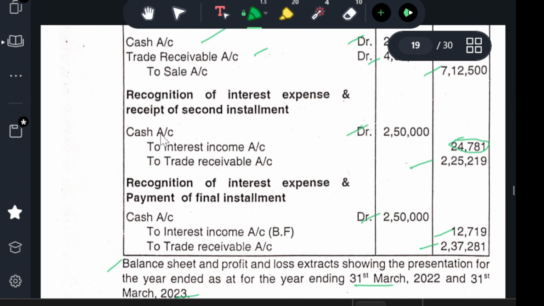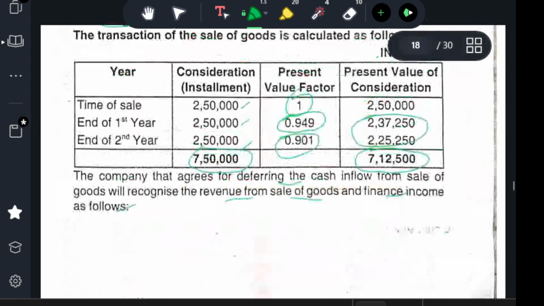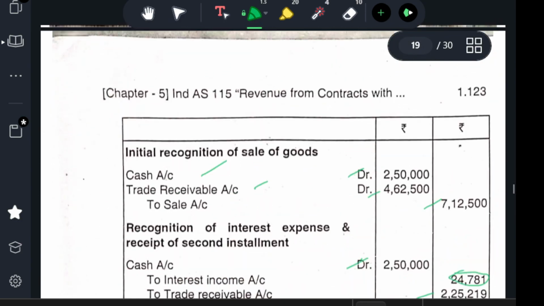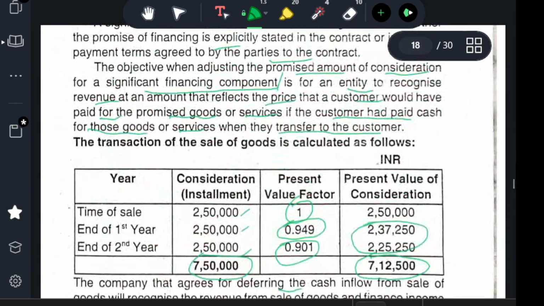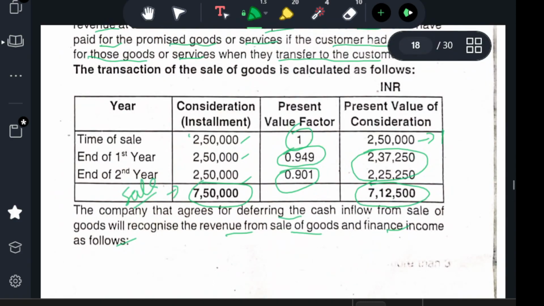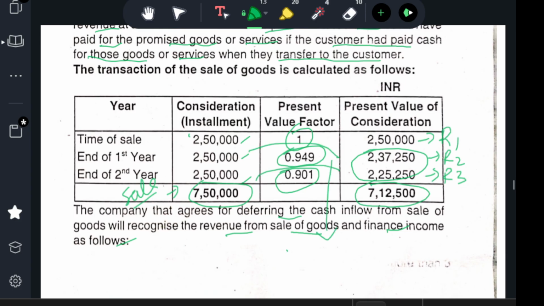So the conclusion is that we should account for both. Here you can see the total sale value, but receivable 1, receivable 2, receivable 3, the difference is interest. We should account for all three of them as per Ind AS.